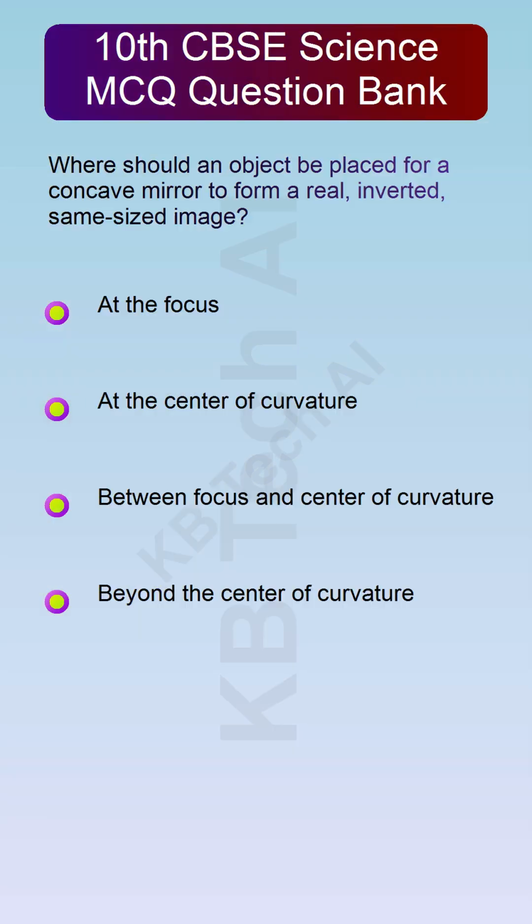Where should an object be placed for a concave mirror to form a real, inverted, same-sized image? Option 1, at the focus, option 2, at the center of curvature, option 3, between focus and center of curvature, option 4, beyond the center of curvature.